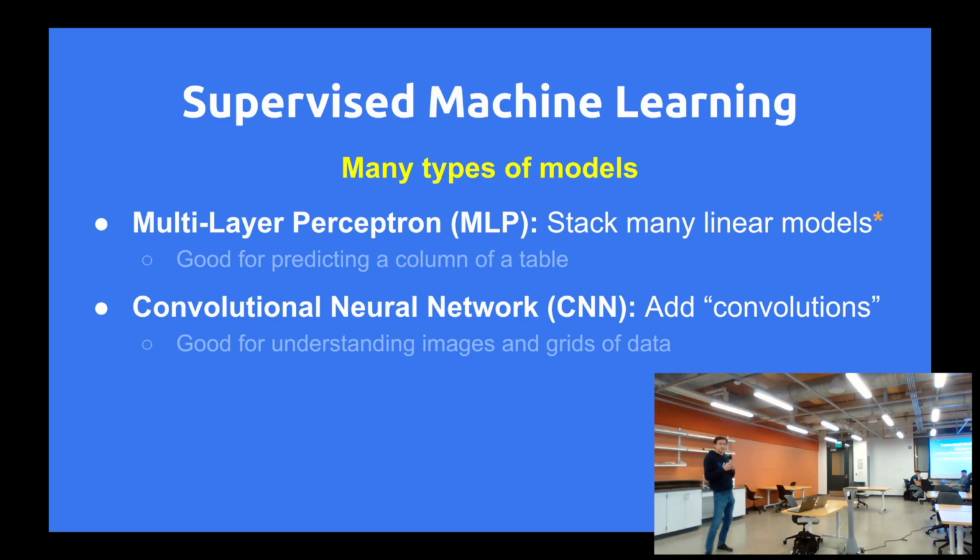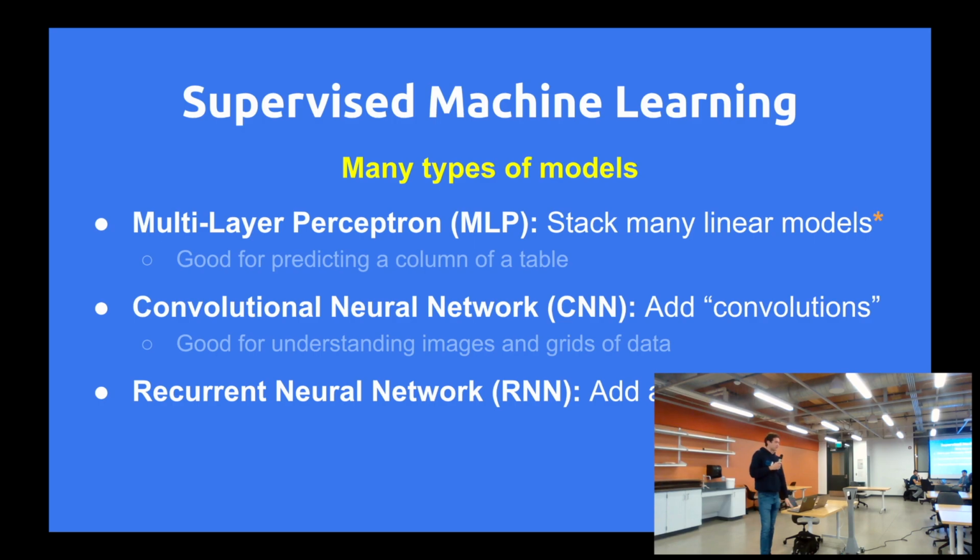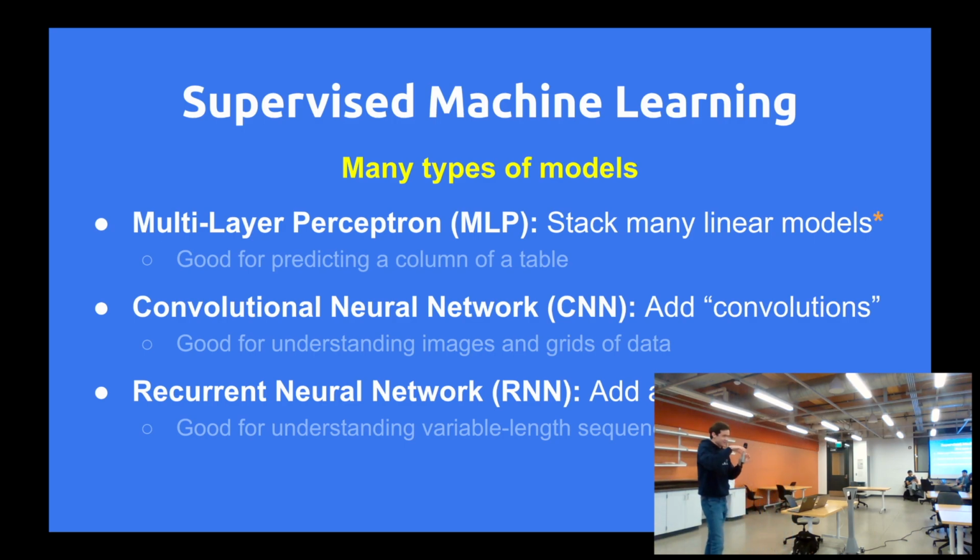So if you want to understand images or other grids of data, an image is really just a grid of pixels. Convolutional neural networks are great. There's also recurrent neural networks where you add this concept of time. And once you have time, you can start to have sequences of things over time. So if you have text, and you've seen ChatGPT, that chatbot that responds crazy well, they're using something a little more complicated than a recurrent neural network, but this starts to give you the concept. So these are all these different types of models.